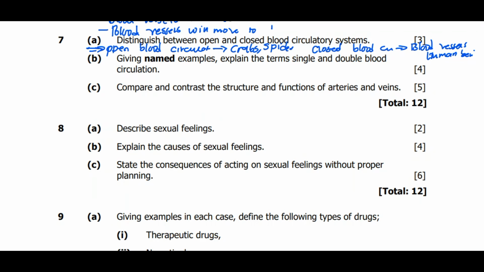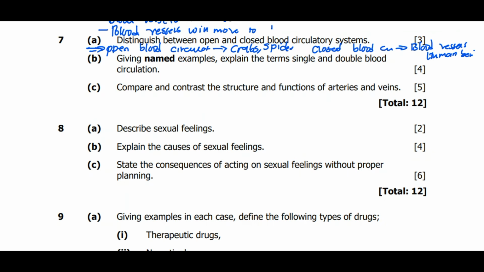So the difference between these two is that the open circulatory system deals with blood that does not flow through the blood vessels, while the closed blood circulatory system is a system in which blood flows inside the body through vessels, such as arteries and veins, e.g. animals like human beings.